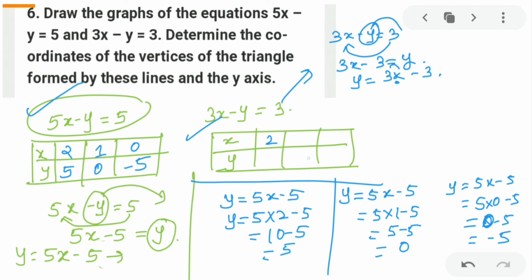Yes. Am I going correct? Yes. So if you are putting value of x as 2, you will get value of y as 3. If you are putting x value as 1, you will get value of y as 0. If you are putting x value as 0, you will get it as minus 5. Got my point? Once two equations tables are ready, now you can sketch them onto the graph.